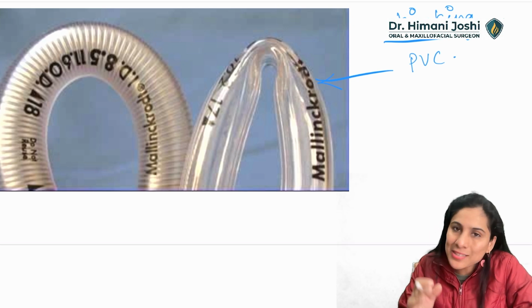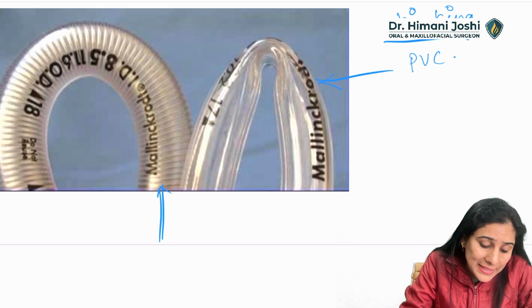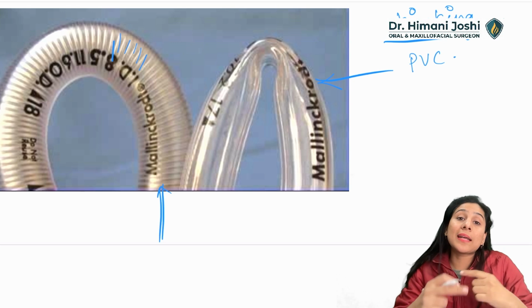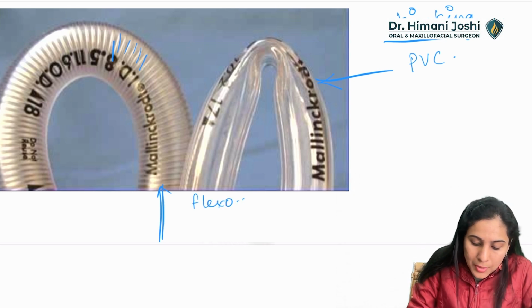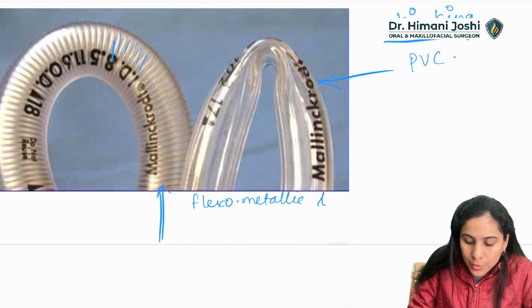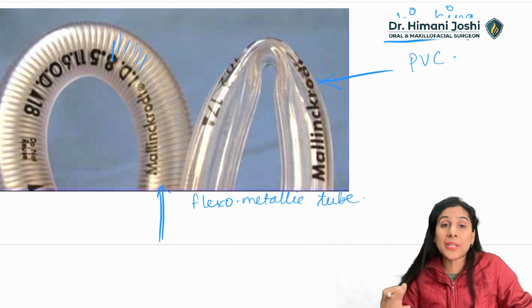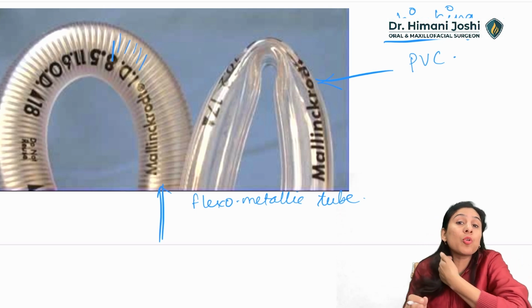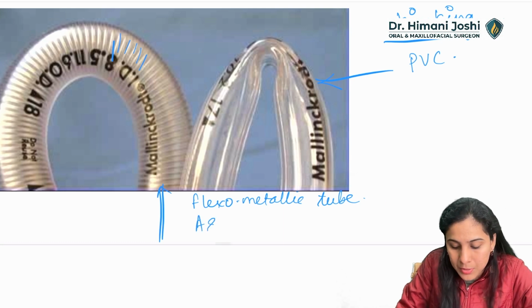That is why in maxillofacial surgeries, you prefer to use this tube. You can see there are metal rings. It's not a metal tube, it is a plastic tube, but there are metal rings in it, because of which it is called a flexometallic tube. Okay, flexo because it is still flexible, metallic because it has metal rings, so that even if it bends, it will not kink, it will not stop the flow of gases. Okay, another name for the flexometallic tube is armored tube. It's also called the armored tube.